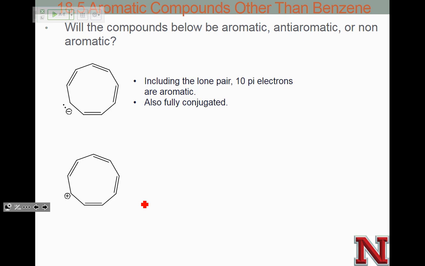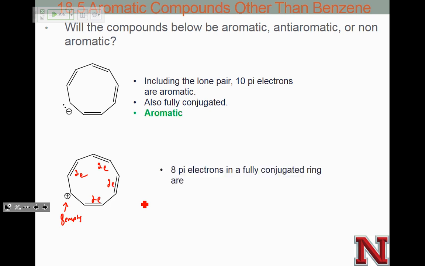Now if we look at this example, this one has 10 pi electrons and it's a fully conjugated system. So this one would be aromatic with the assumption that, of course, it can be planar. And we're going to assume that it would be. If we look at the next example, we have this unhybridized p orbital, but it's empty. So we don't have any electrons there. So we actually have a system that, again, has 8 pi electrons. It is fully conjugated, so we would call that one anti-aromatic.